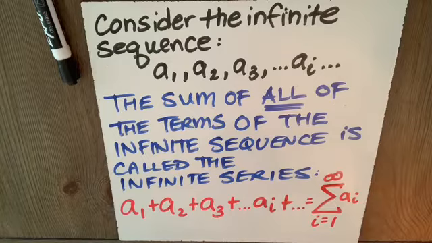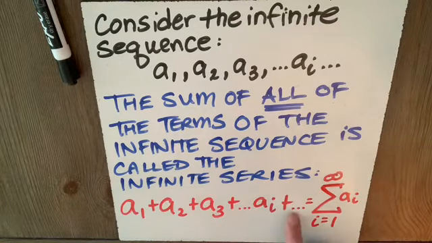When we're considering this infinite sequence, A1, A2, A3, dot, dot, dot, Ai, dot, dot, dot, the sum of all of the terms of the infinite sequence is called the infinite series. No longer is it called the finite series or the partial series or the partial sum. That's what we had before.